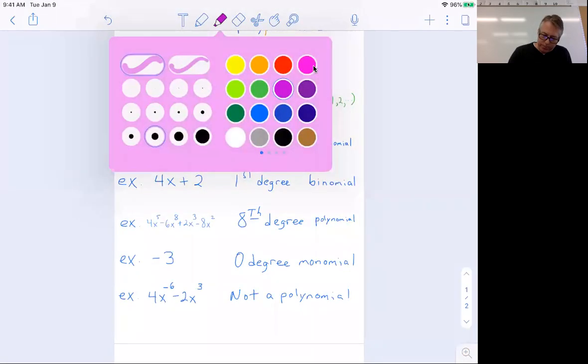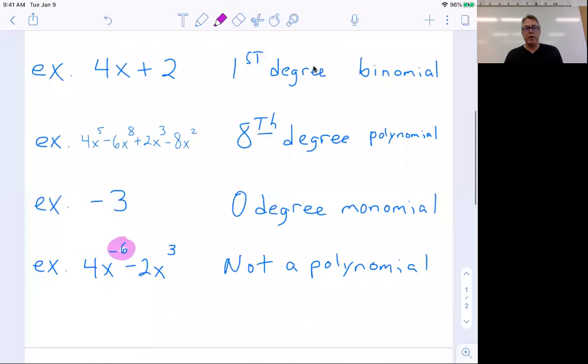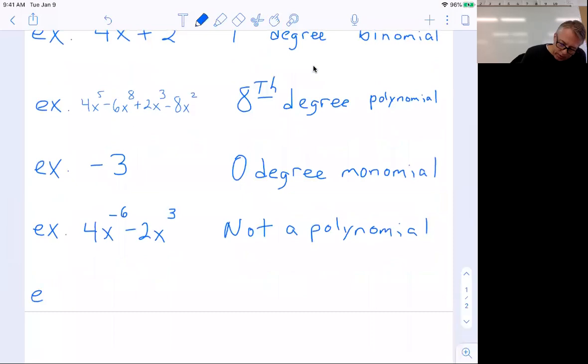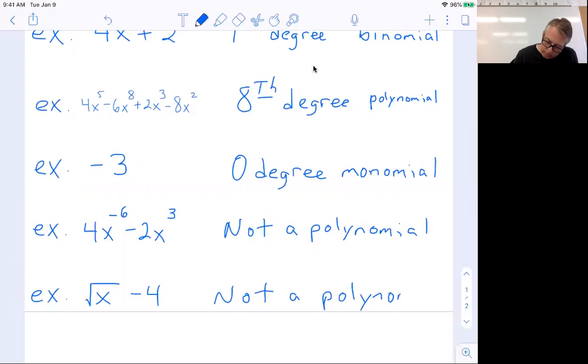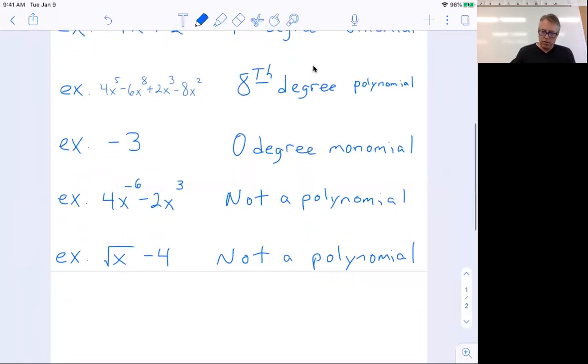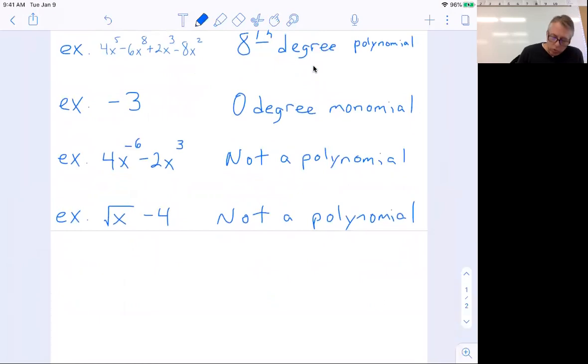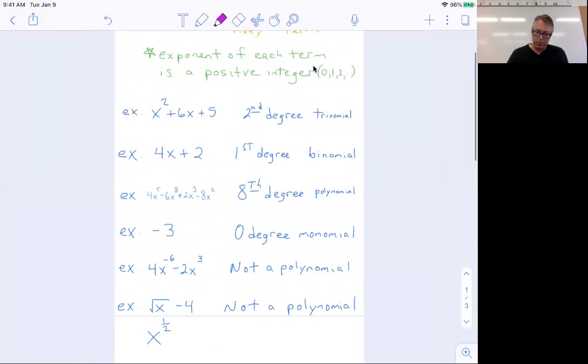-6 is not a positive integer. It's not positive, so that's not a polynomial. If you had another example like, let's say, the square root of x minus 4, that also is not a polynomial, because remember our roots. The square root means x to the 1/2. 1/2 is not a positive integer. It's not an integer, so that means that is not a polynomial.